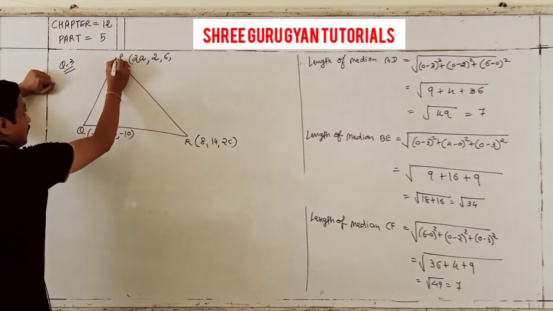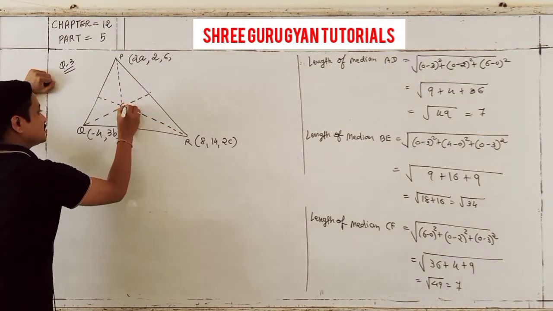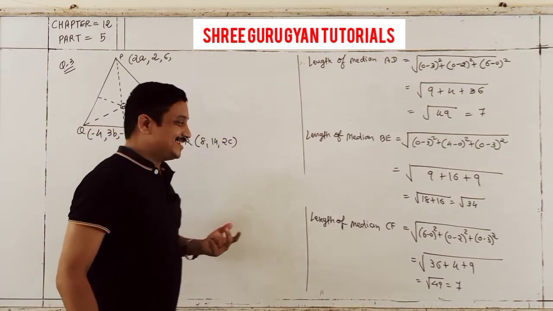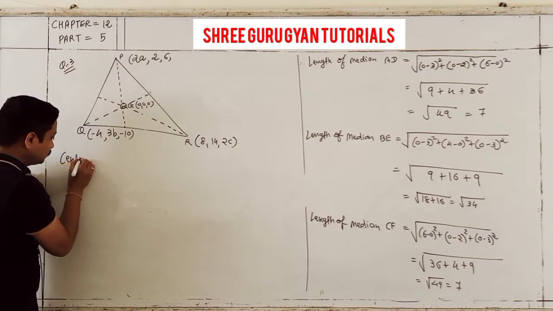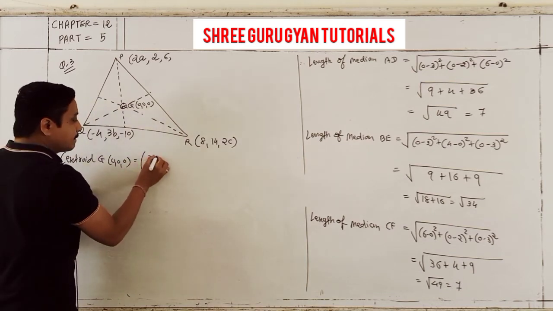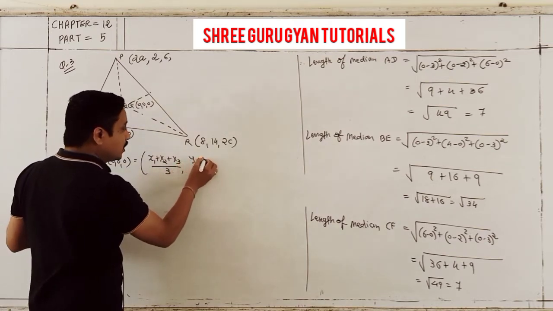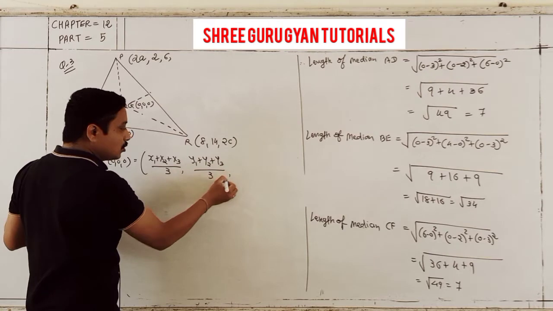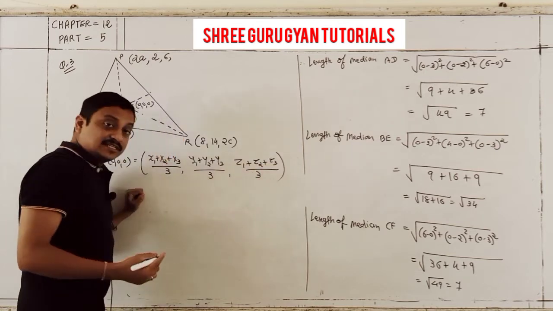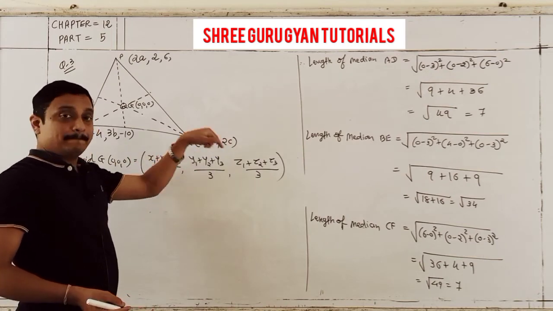So students, here the centroid lies on the medians, and the medians meet at G, the centroid, which is (0, 0, 0). Find the value of a, b, c. Very easy. So for the centroid G (0, 0, 0), I just put the standard formula: (x1 + x2 + x3) by 3, (y1 + y2 + y3) by 3, and (z1 + z2 + z3) by 3, where the points are (x1, y1, z1), (x2, y2, z2) and (x3, y3, z3).